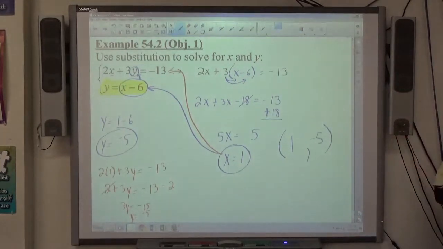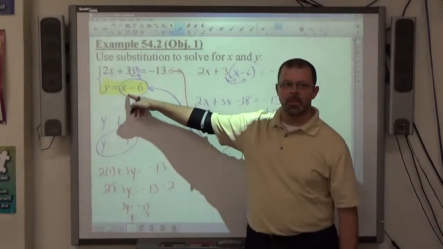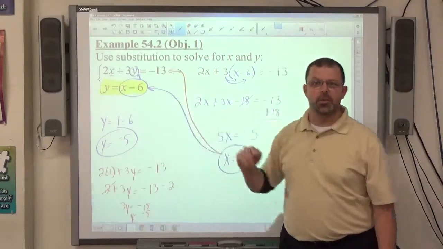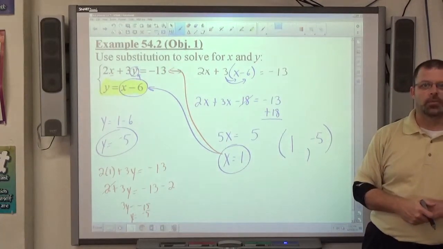The blue one's easier. It's always easiest if you go back to the substituting equation, because it already says y equals, all you have to do is evaluate. But if you go back to the top equation, it works also. If you get the correct answer for x, either one of those results in the correct answer for y.